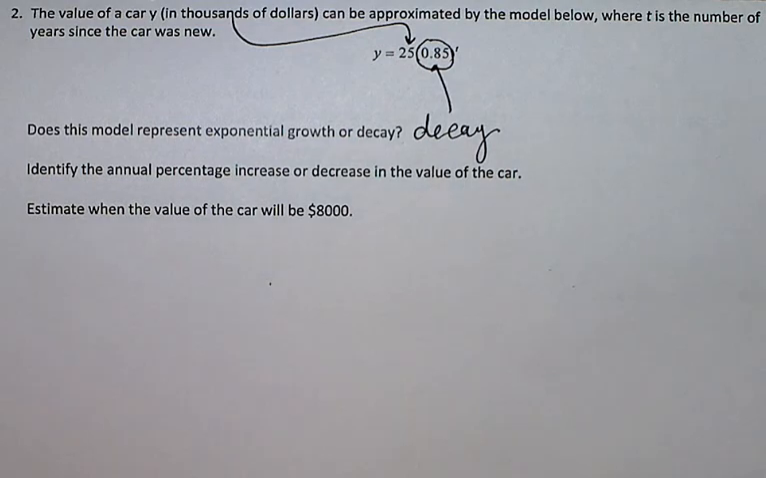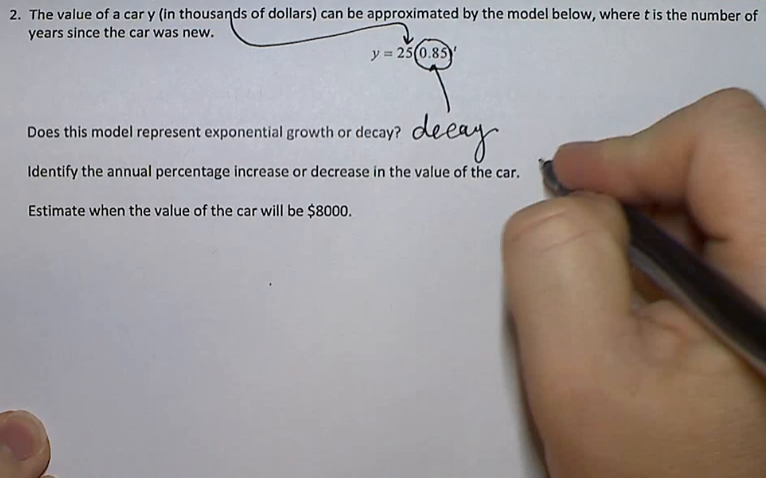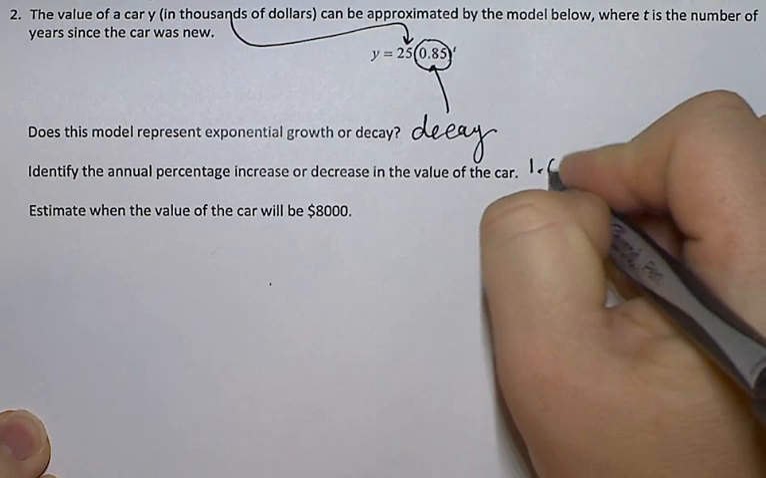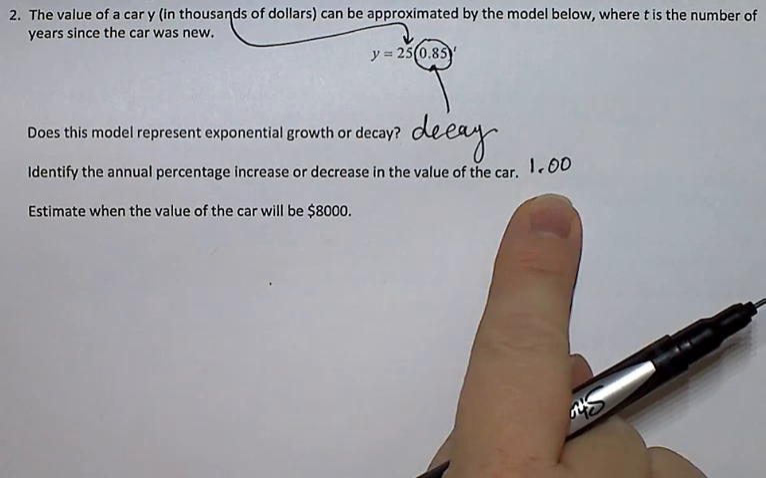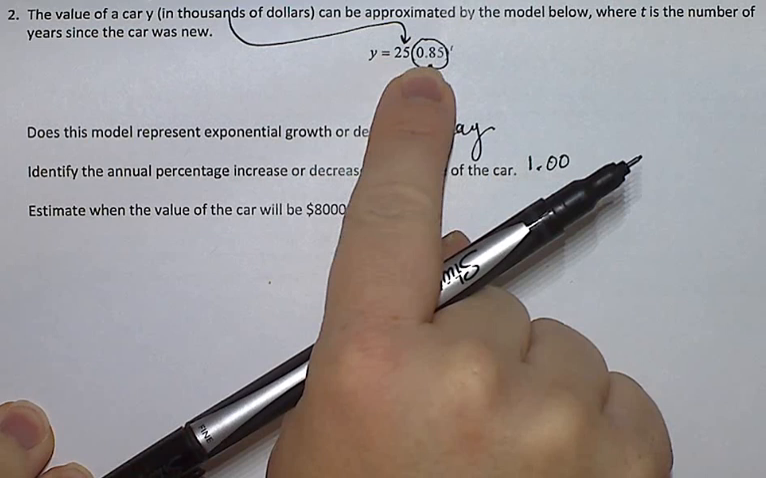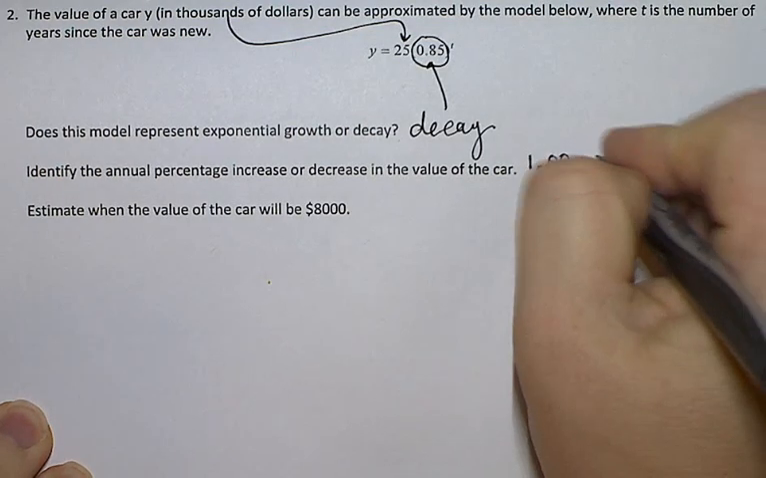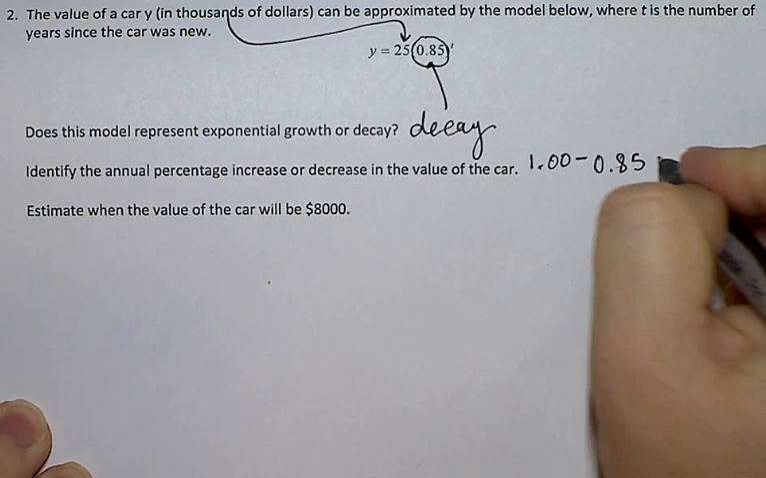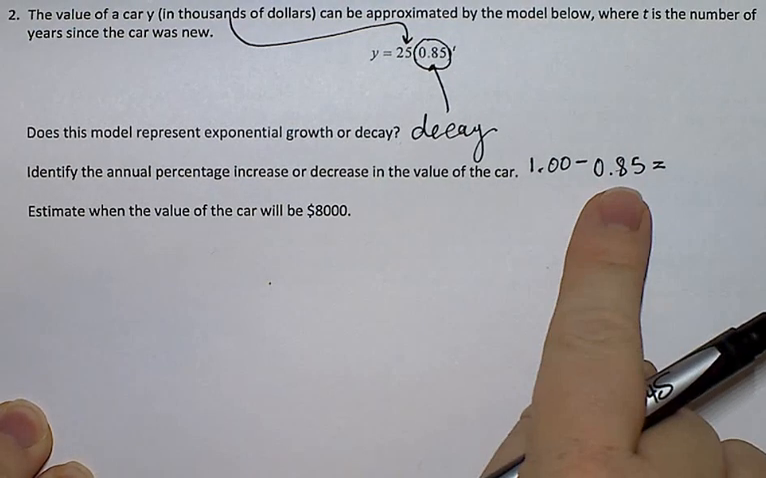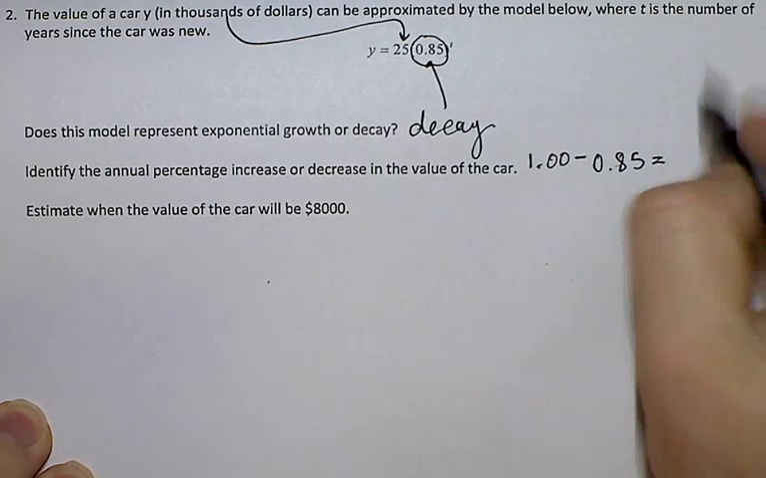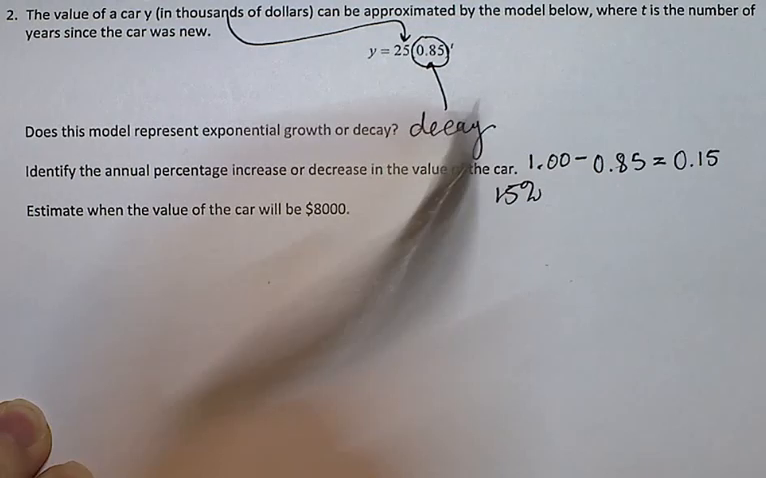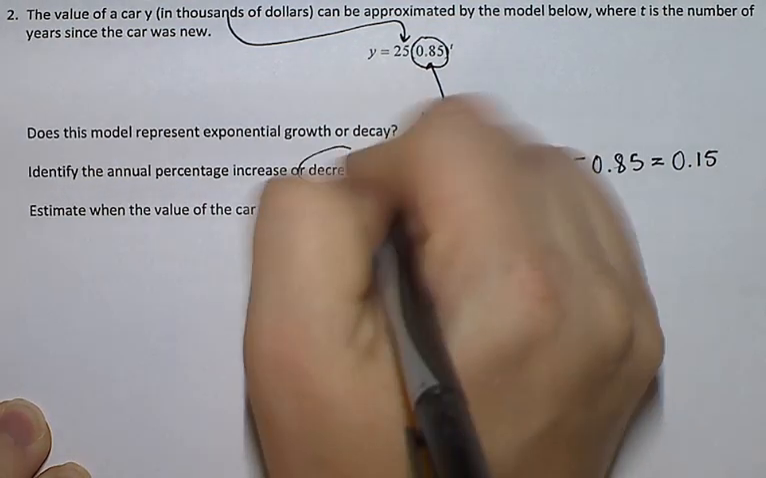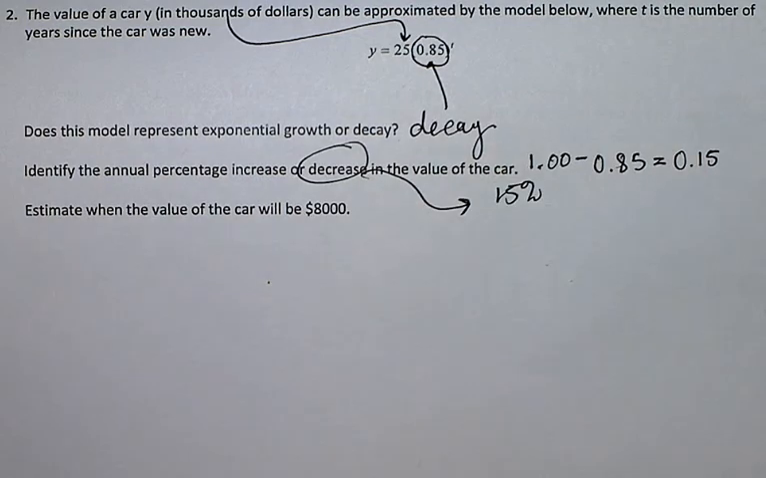Identify the annual percentage of increase or decrease in value of the car. Well, when you purchase the car, it's worth 100%, and I'm going to write that as a decimal. There's 100% as a decimal. When you purchase the car, it's worth 100% of its value. This is our growth factor, so we're going to subtract the growth factor. If you want to think of this in change instead of using a calculator, $1 subtract 85 cents is 0.15, which is 15%. So identify the annual increase or decrease: there's a decrease of 15% every year in the value of the car.